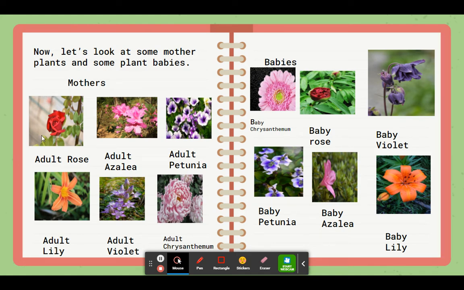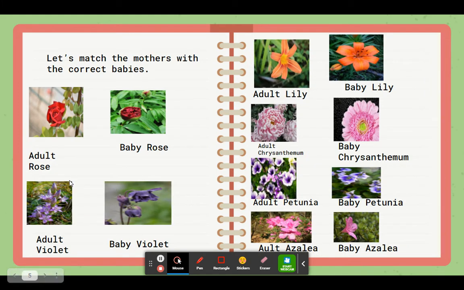These are the mothers. This is an adult rose, an adult azalea, an adult petunia, an adult lily, an adult violet, and an adult chrysanthemum. Here are the babies. This is a baby chrysanthemum. This is a baby rose. This is a baby violet. This is a baby petunia. This is a baby azalea. And this is a baby lily.